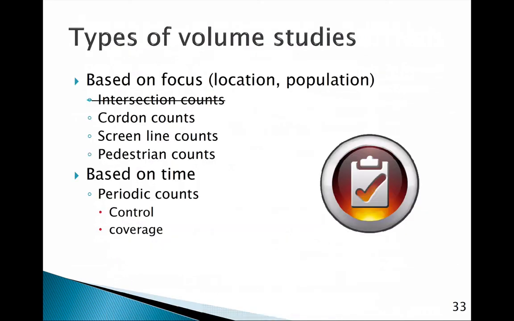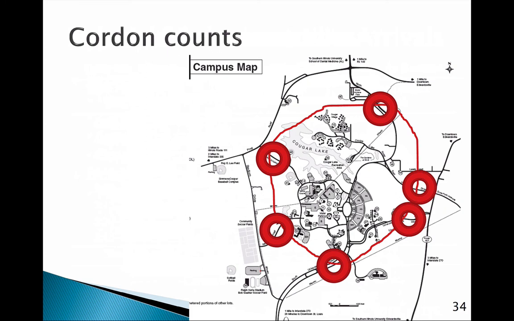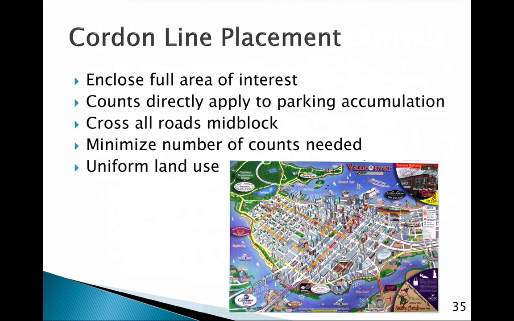So that was intersection counts. That's by far the most complicated. Another type of count we might do is a cordon count. And you can think of this as basically if you drew a circle around your area of interest, what are all the ways or all the major ways in and out? So if we looked at SIU's campus, right, there's only 6 ways to get in or on or off campus. And so if we counted those intersections or we put hoses across those roadways, we could measure the total flow in and out every 15 minutes to an hour, depending on what the purpose of our study was.